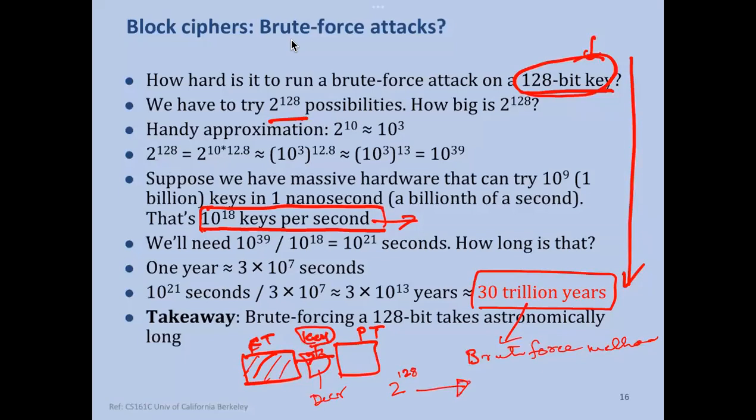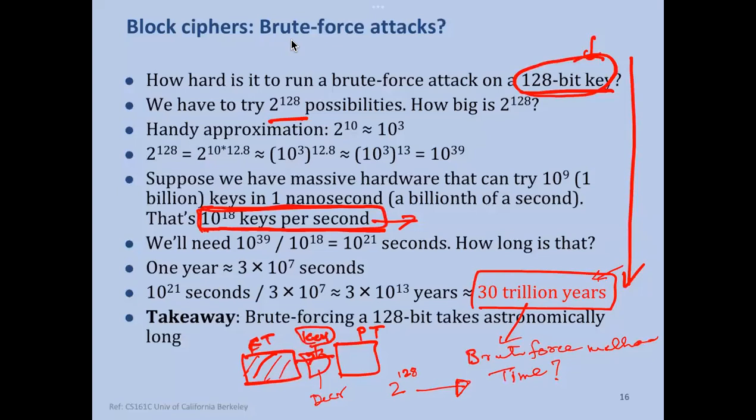So how much time will she take? We have to think of what kind of computer it is, and we say that the computer is fairly fast. For example, a computer which can try 10 raised to the power 18 keys per second. If she can try 10 raised to the power 18 keys every second, then finding the correct key will take 30 trillion years. If you do this calculation, you'll get approximately this number on a single computer.